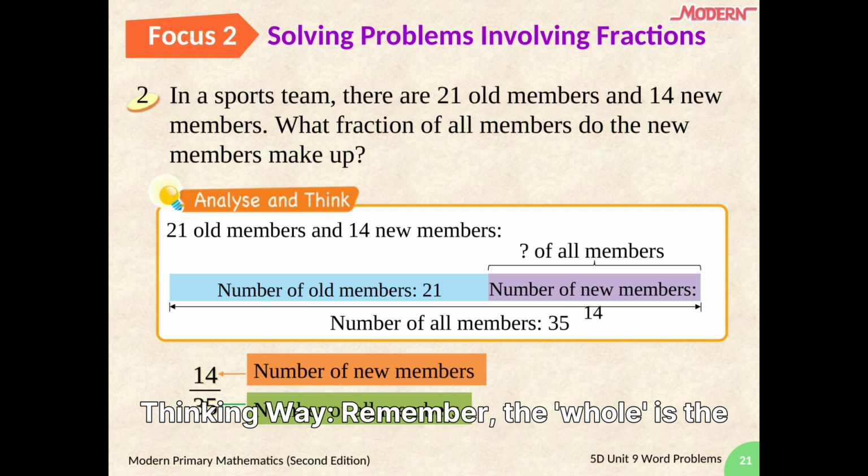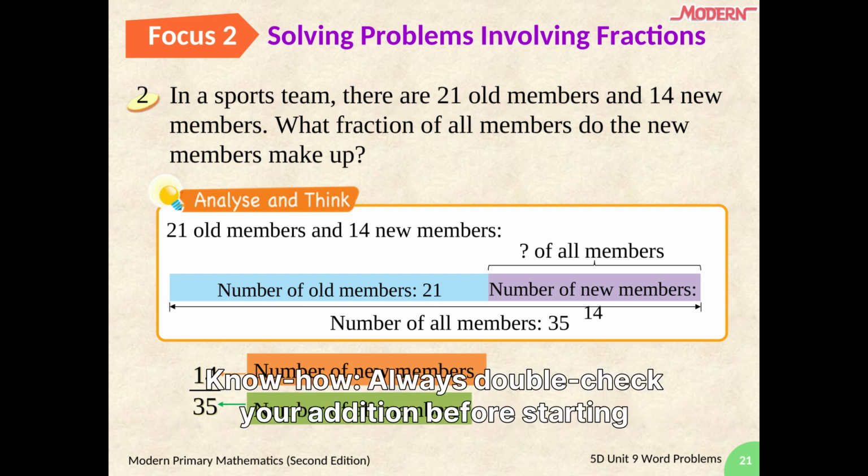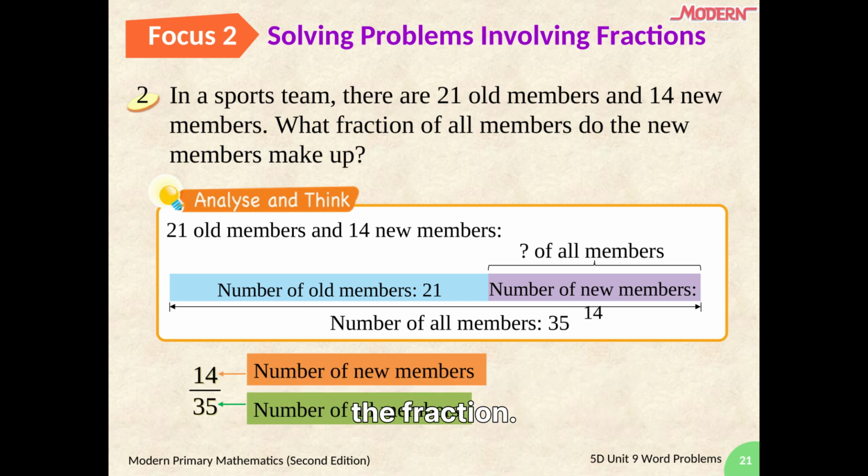Thinking way. Remember, the whole is the most important part. We must combine the old and new members to find the total number of people on the team. Number of all members is our big question mark here. The diagram shows them side by side, 21 and 14. Together, they make the complete bar.